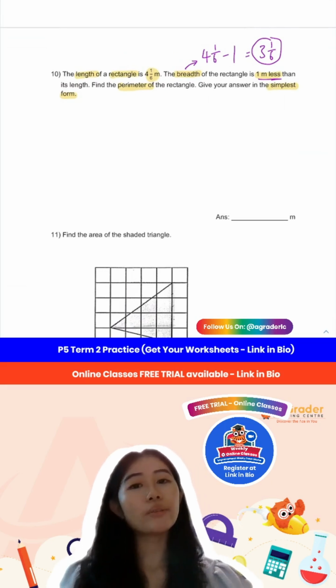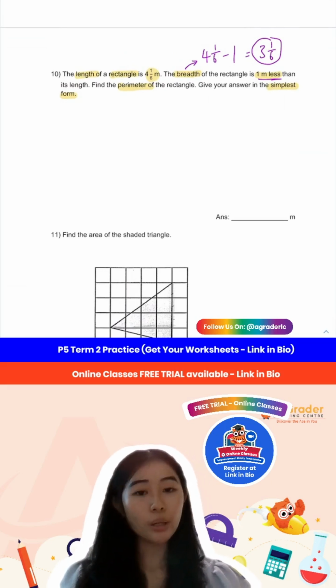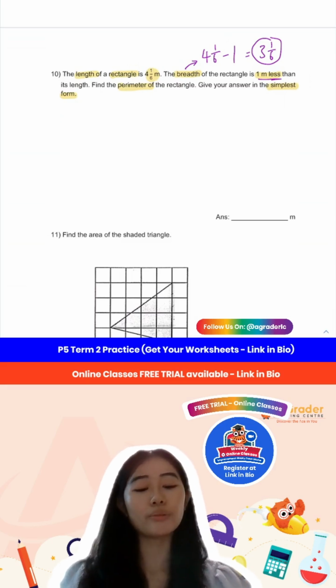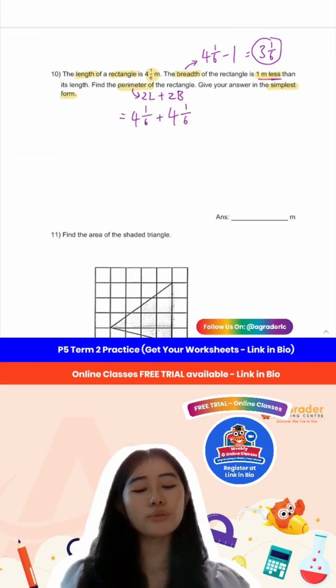Okay, so once you have the breadth, then let's find the perimeter. The perimeter of a rectangle is made up of 2 lengths and 2 breadths. So I'm just going to add 2 length and 2 breadth together. So the length is 4 1 over 6, so you plus another 4 1 over 6. And then you're going to plus 2 of the breadth, which is 3 1 over 6 and 3 1 over 6.